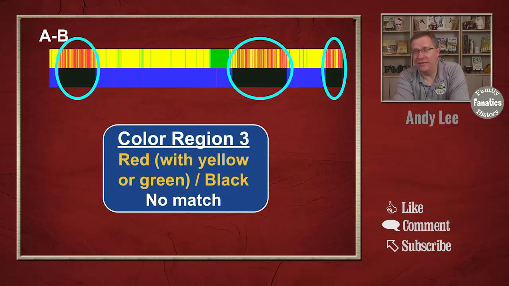And finally, there is wherever you have some red, and there's usually some yellow mixed in with it, and sometimes there might be a stripe of green or so, and then it's going to be black underneath. This indicates that it is not a match. In other words, they received different DNA from both of their parents, and so that's why they're not matching for that.